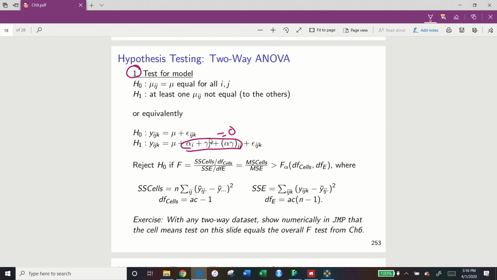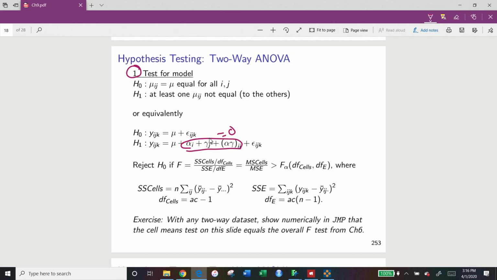where our sum of squares of cells is equal to n times the summation over ij of the quantity y_ij dot bar minus our overall grand mean, quantity squared, with degrees of freedom for the cells of a times c minus 1. And SSE is equivalent to the summation over ijk of the quantity y_ijk minus y_ij dot bar, quantity squared, and the degrees of freedom for the error is a times c times the quantity n minus 1.